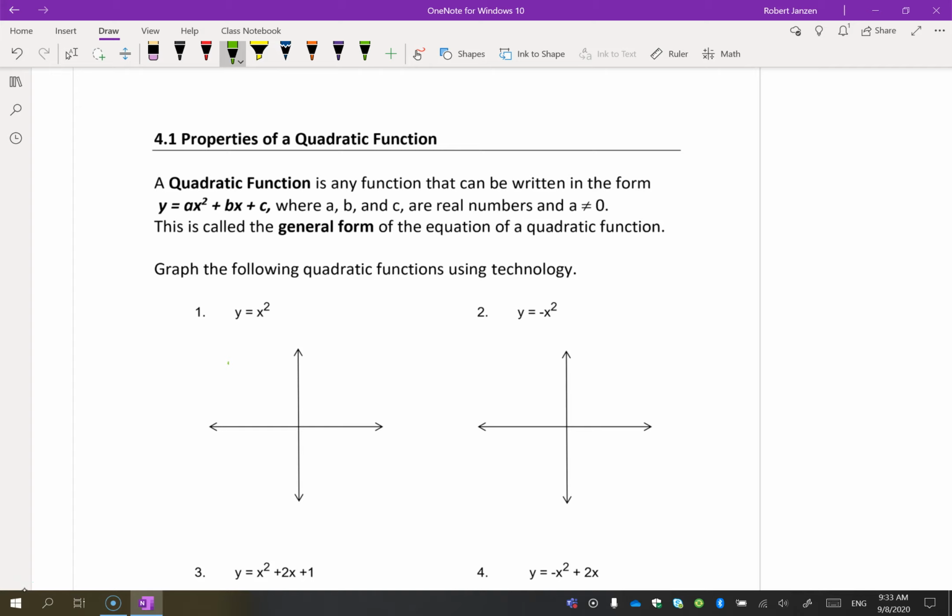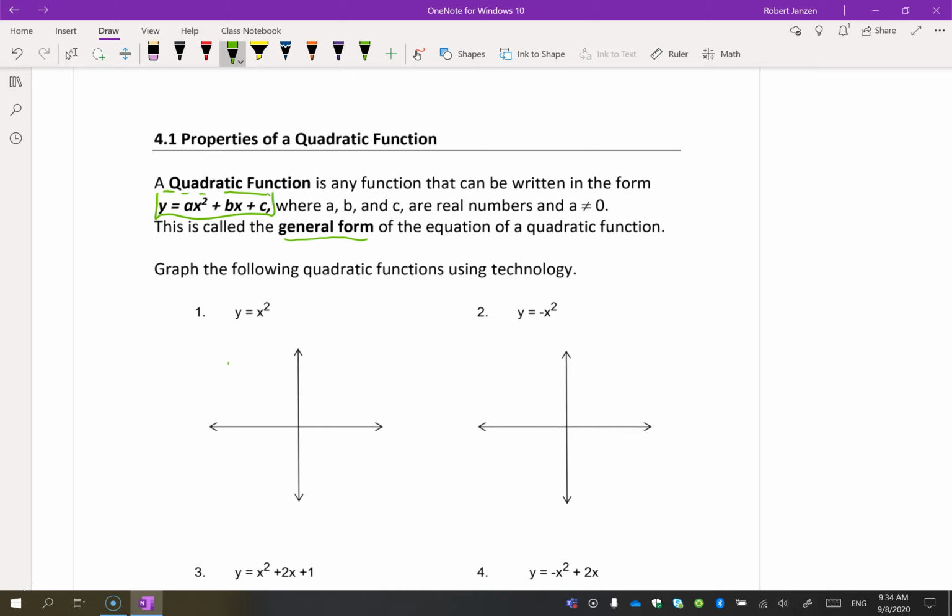A function has both the y and the x in it. And this tells you that this is going to be something that we can graph. Okay, so what is a quadratic function? A quadratic function is any function that can be written of the form y equals ax squared plus bx plus c. Note there has to be an x squared in there. This is called the general form of the quadratic function if it looks like this.